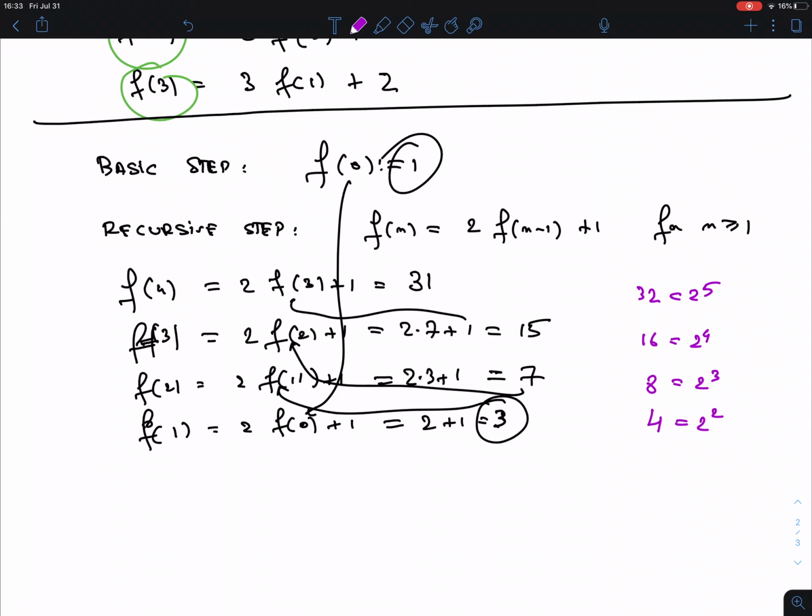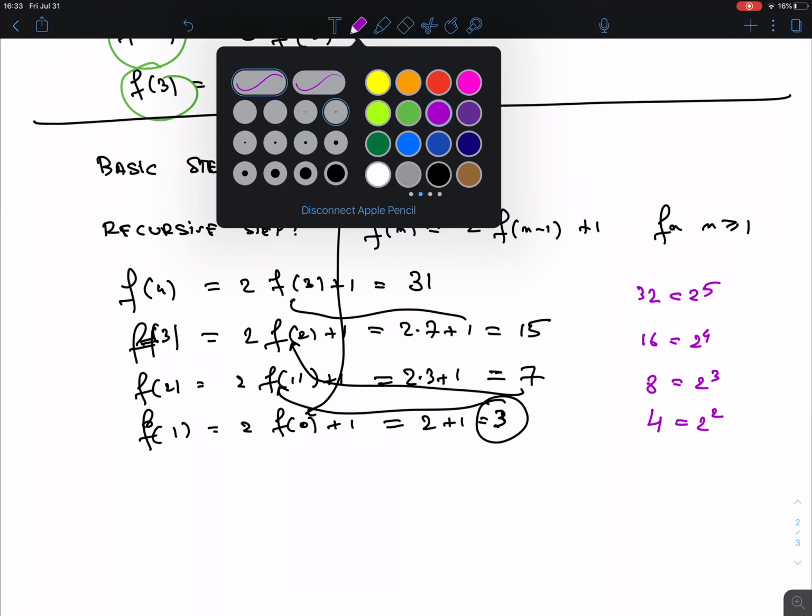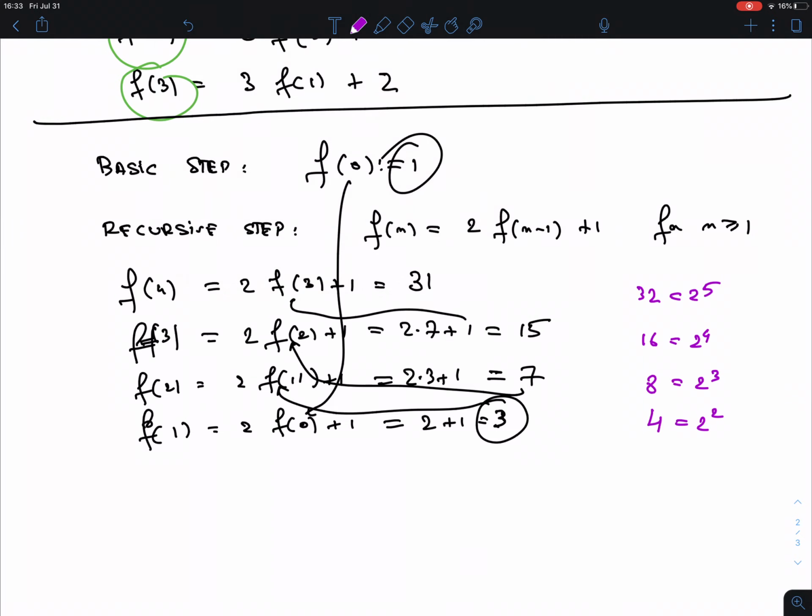So let's just calculate F5. Just double checking. Okay, I'll do it in purple. F5. According to my formula, that should be 2 times F4 plus 1. That is 2 times 31 plus 1. That is 62, 63. Ah, yeah, 64. 1 higher. That is 2 to the 6th. Okay. So that's one thing. If I add 1 to my function, I get a power of 2.